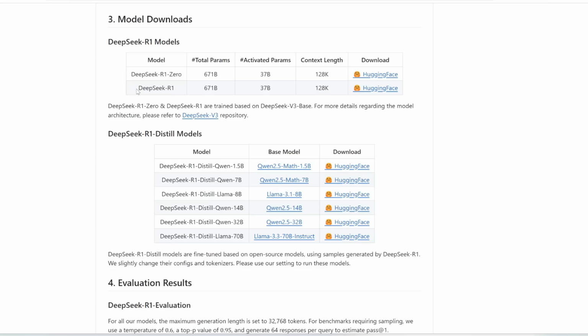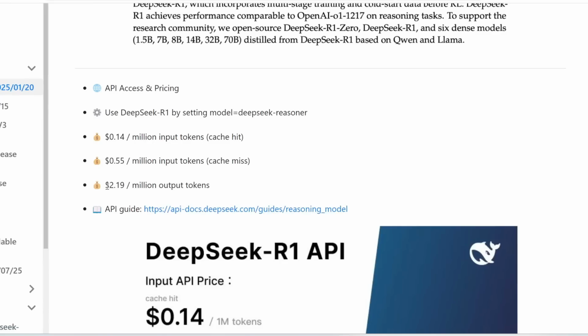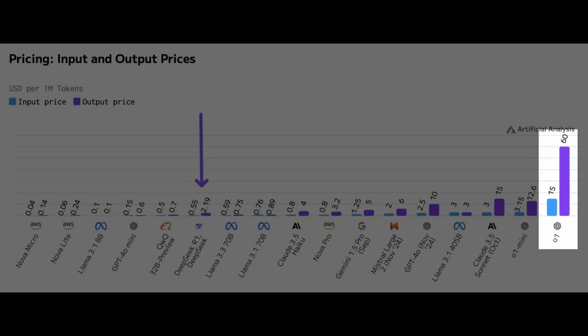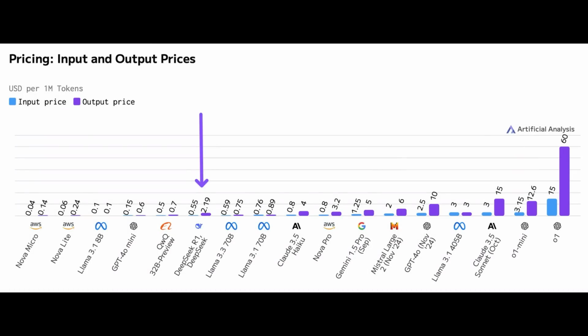Now, if you do want to run this full model, but you don't have enough compute, you can also use the DeepSeek API. And here's the crazy thing. The cost to use DeepSeek is cheap as hell. If you use their API, it only costs $2.19 per million output tokens. If you compare this with OpenAI's O1, that costs $60 per million output tokens.